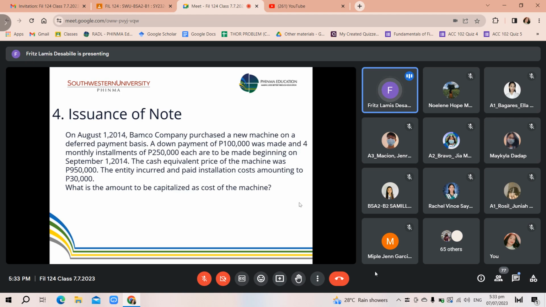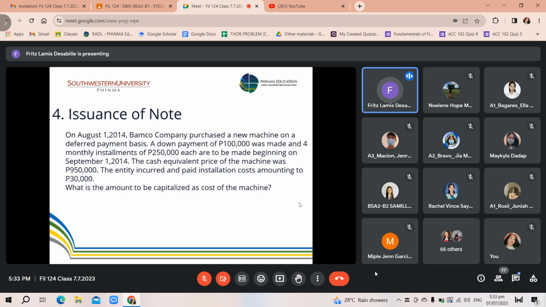So on August 1, 2014, Bamco Company purchased a new machine on a deferred payment basis. So deferred payment basis. A down payment of 100,000 was made and 4 monthly installments of 250,000 each are to be made beginning on September 1, 2014.